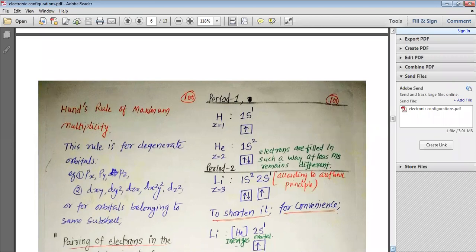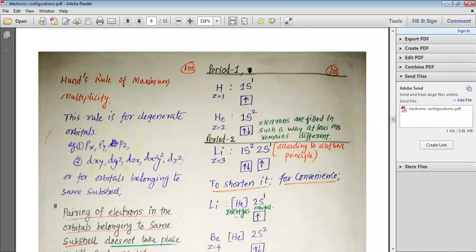Same way, if you go to helium, that is atomic number 2, we can write 1s2. There are no other degenerate orbitals available, so the pairing takes place in the same 1s. Electrons are filled in such a way that at least ms remains different. So here you can see that in the same orbital, two electrons are filled. One electron is filled with the up spin, another with the down spin, and that is why their spin quantum number remains different.